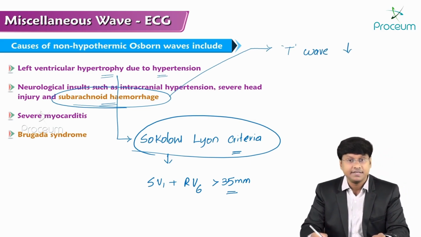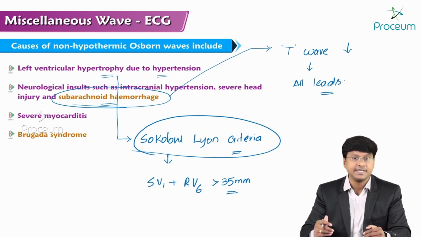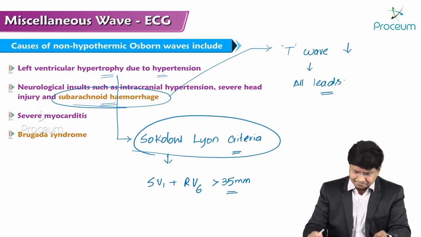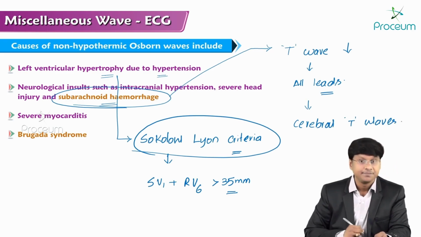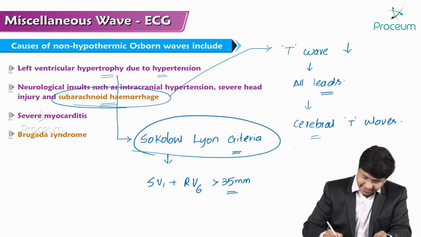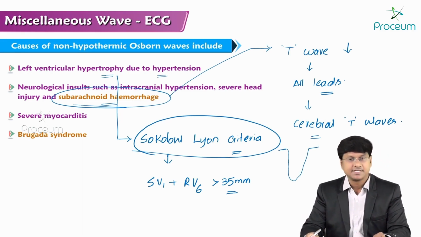The presence of T wave inversion. And this particular T wave inversion is seen in almost all the leads. Now, this we call cerebral T waves. Cerebral T waves are your giant T wave inversions. That is what you will see in patients with subarachnoid hemorrhage.